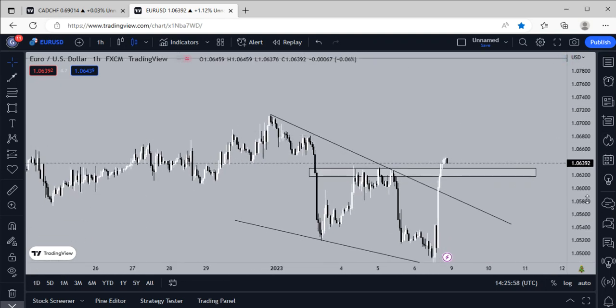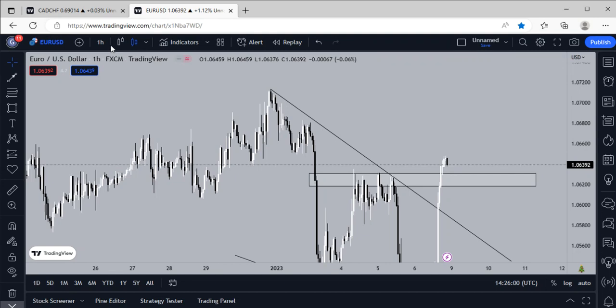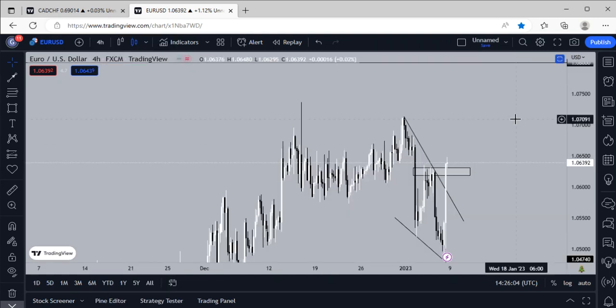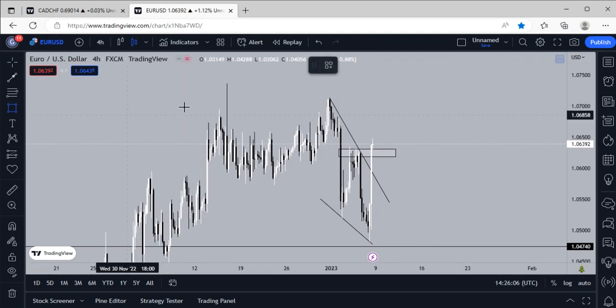But yes, that is what I do expect out of USD so far. And this can also be another level as well.